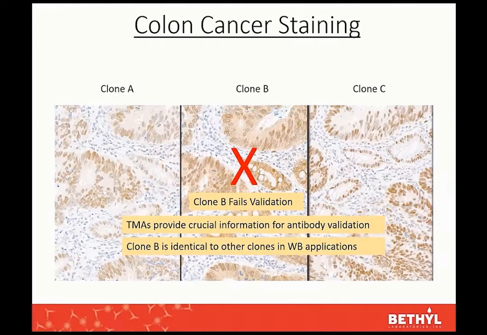And one important point I want to make about actually cross-validation, which is what we consider the weakest form of antibody validation. Clone B is identical to the other clones if you put it through a Western blot. So important to test and validate your antibody in the application that you're actually going to use the antibody in. And it's important to test multiple antibodies to ensure that you are making the correct judgment.